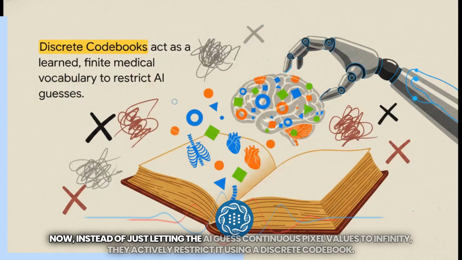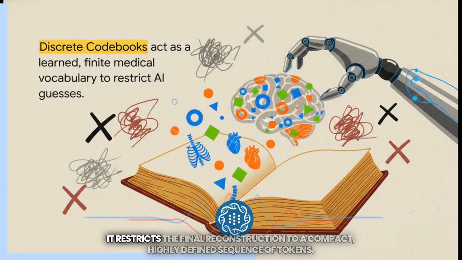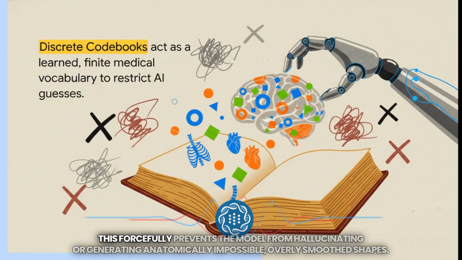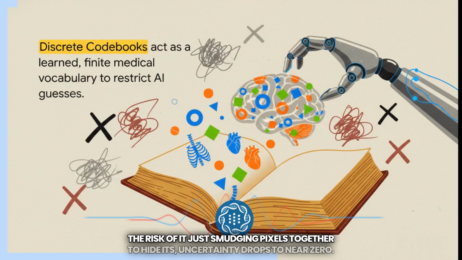It's literally building the complete picture step by step based on actual biological rules. Now, instead of just letting the AI guess continuous pixel values to infinity, they actively restrict it using a discrete codebook. I want you to think of this as giving the AI a strict, finite medical dictionary. It restricts the final reconstruction to a compact, highly defined sequence of tokens. This forcefully prevents the model from hallucinating or generating anatomically impossible, overly smoothed shapes. Because every single guess the AI makes has to be a valid, pre-approved word found in that anatomical dictionary, the risk of it just smudging pixels together to hide its uncertainty drops to near zero.